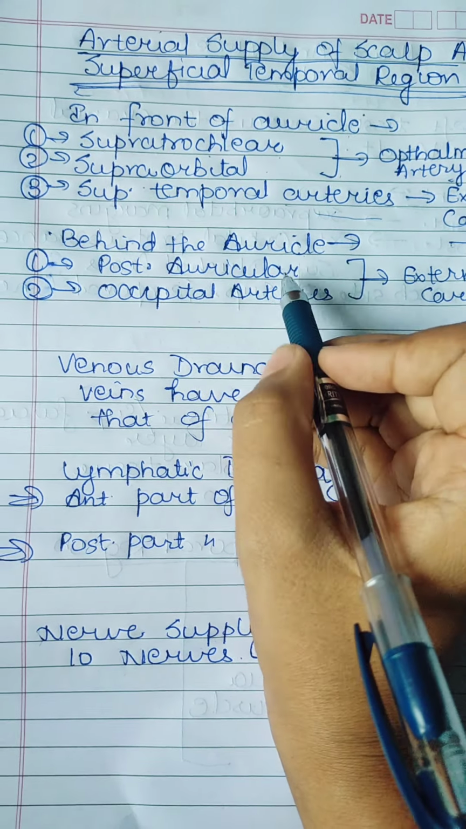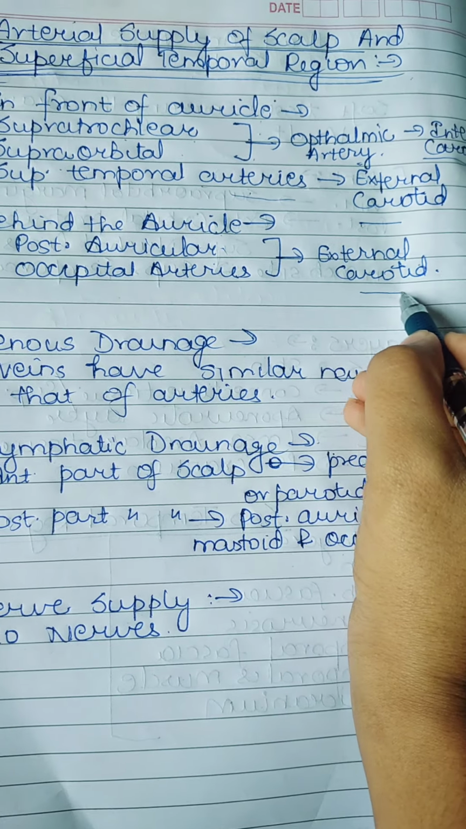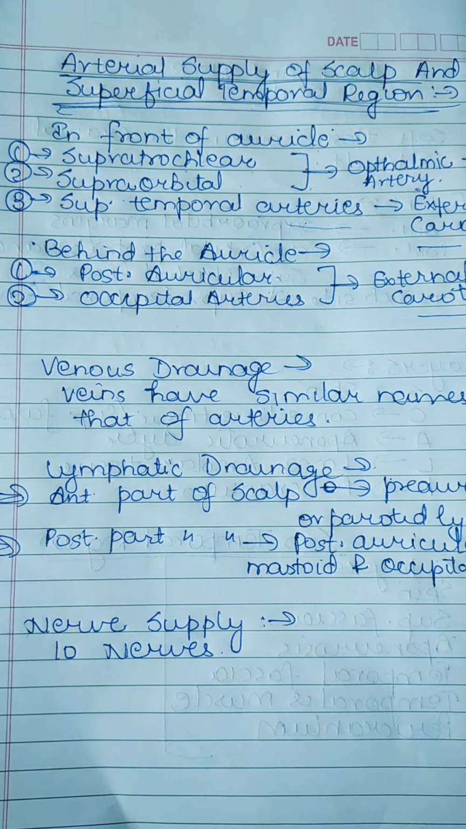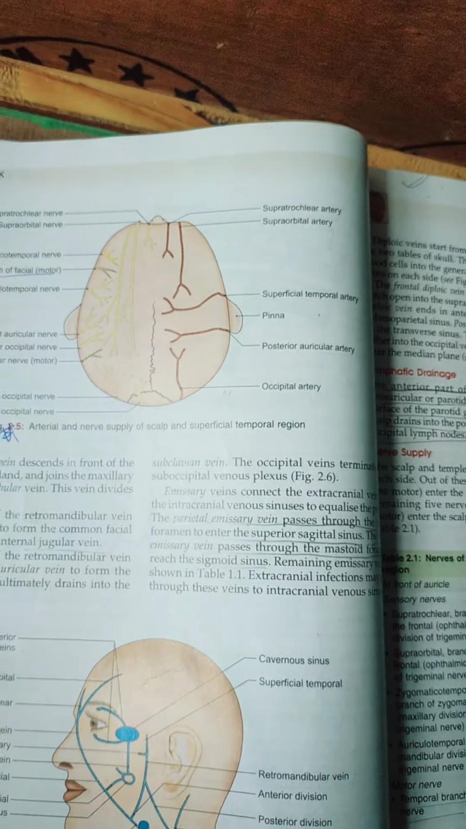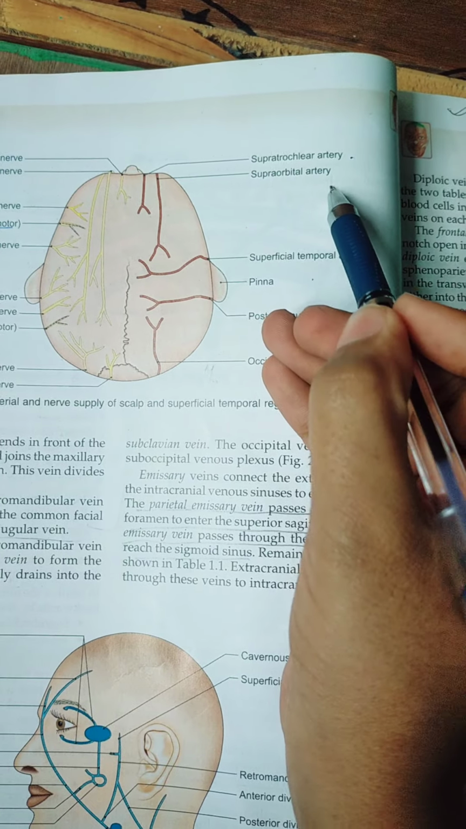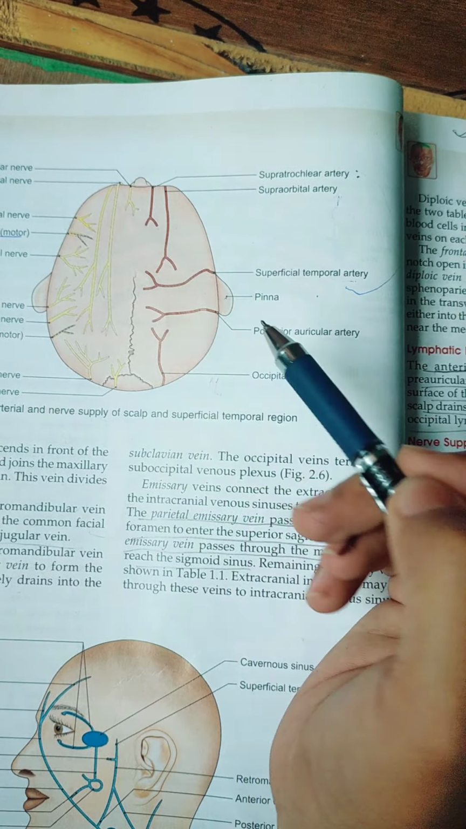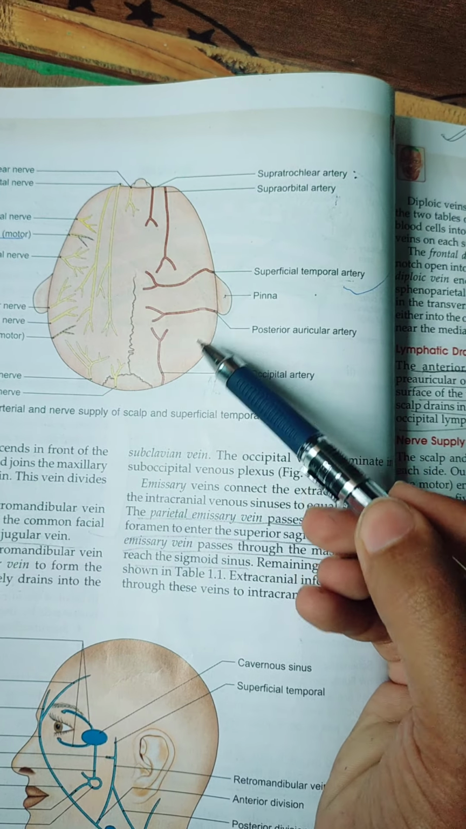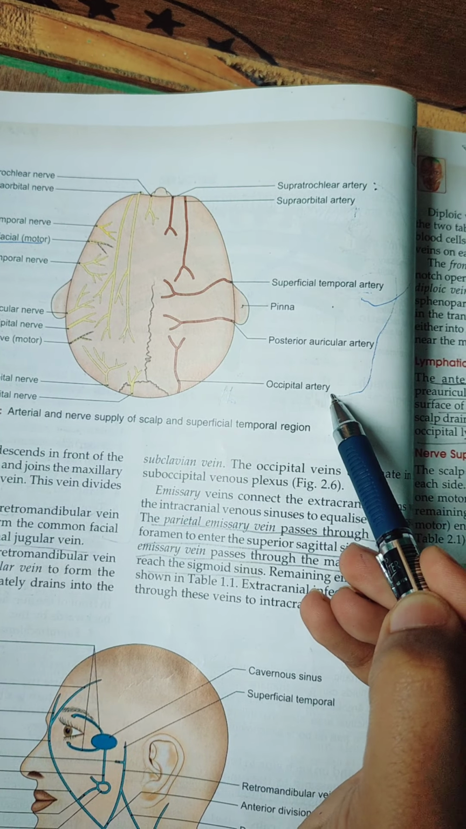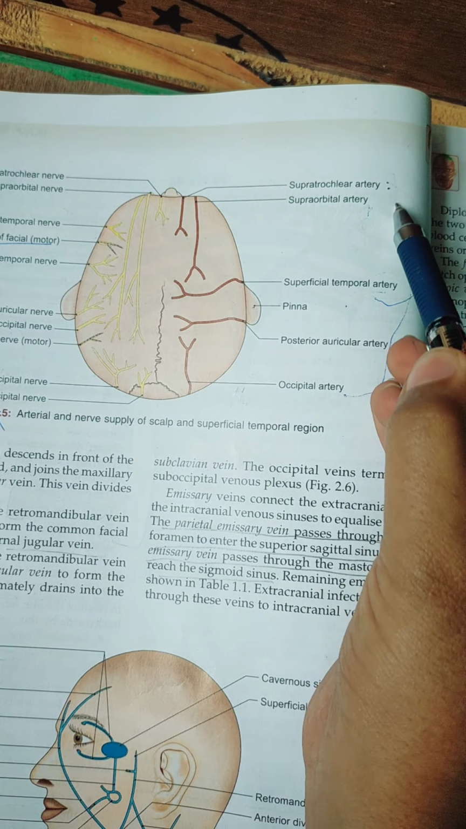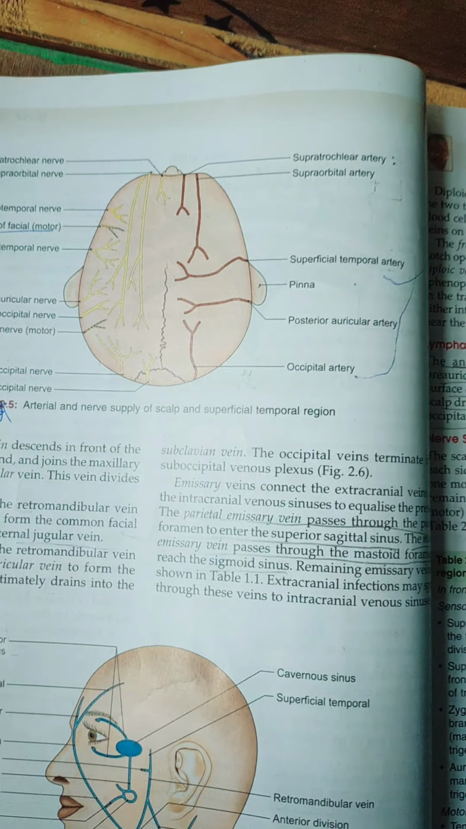Then we have behind the auricle is posterior auricular and occipital arteries. These are branches of external carotid. Okay, I will show you the diagram. So here you can see supratrochlear artery, supraorbital artery and superficial temporal in front of the auricle. Okay, then behind the auricle, posterior auricular and occipital arteries. These three are the branches of external carotid and these two are branches of ophthalmic artery, which in turn is a branch of internal carotid artery.